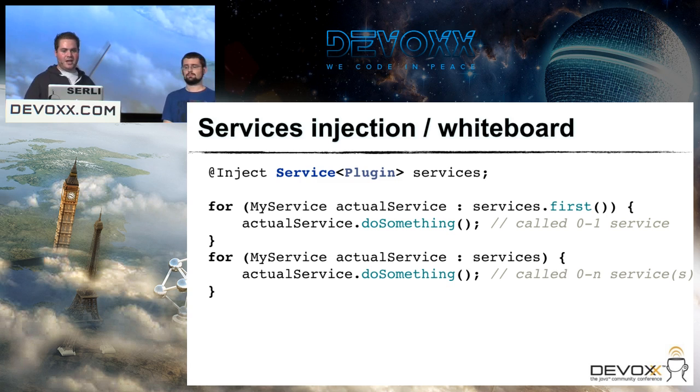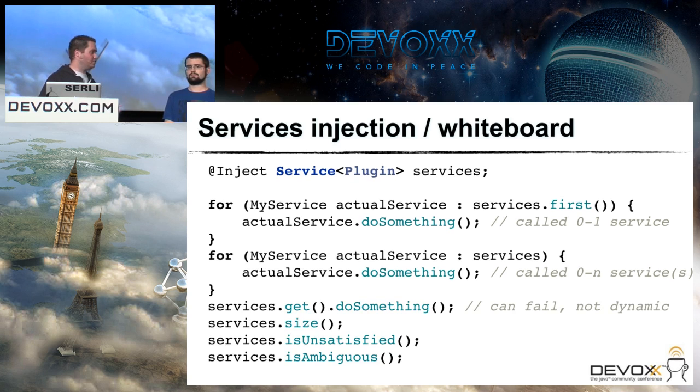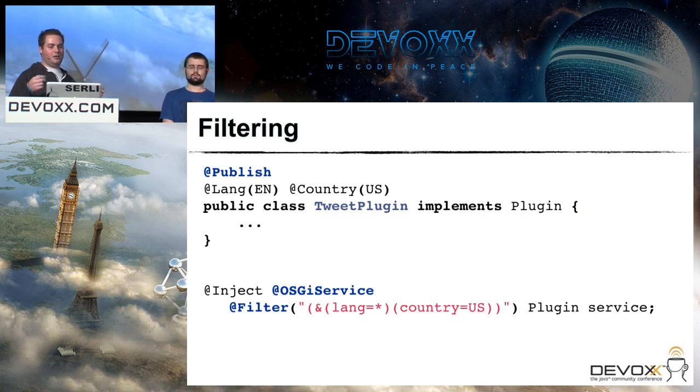It's the programmatic API, so you just have to write something like @Inject Service<Plugin>, and it's like a collection, so you can iterate over it. You can iterate over the first implementation if you want, and if there is no implementation, your code won't be called, and you can iterate over the whole collection to do whatever you have to do. We also provide some nice utility methods to know how many plugins are available, if there is more than one plugin or just one, etc.